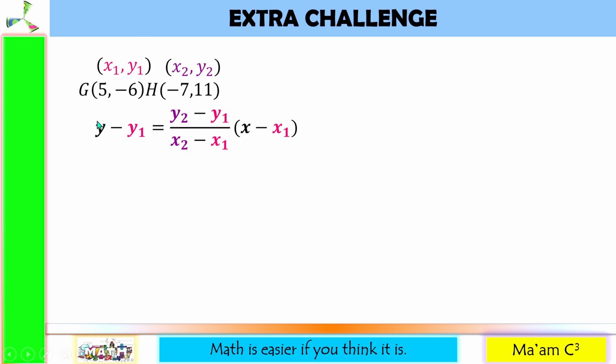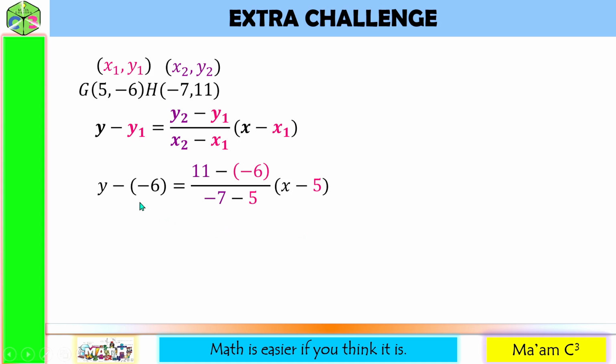Now let us substitute y minus y sub 1. Our y sub 1 is negative 6, so this will become y minus negative 6. Y sub 2 is 11 minus y sub 1, again, is negative 6, so this will become 11 minus negative 6. For the denominator, x sub 2 is negative 7 minus x sub 1, which is 5. So negative 7 minus 5. Then we have x minus x sub 1. Our x sub 1 again is 5, so this will be x minus 5.